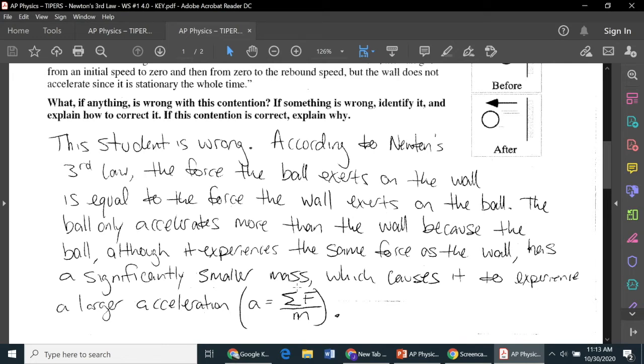And so basically, what you really need to pay attention to in these problems is which objects are exerting forces on each other. Because essentially, Newton's third law is very easy. It just says the force from one object on another is equal to the force from that object back on the first object. It's pretty simple. But they're always going to try to give you scenarios where they're trying to trick you. So let's take a look at another example.